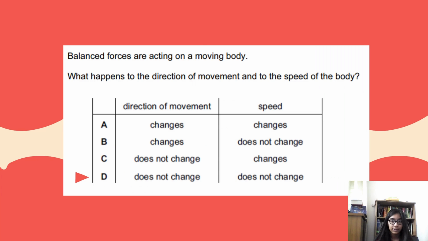Balanced forces are acting on a moving body. What happens to the direction of movement and to the speed of the body? When forces acting on a body are balanced, it means there is no resultant force. This causes a body to stay in the state of motion it was in and does not cause any change. So the answer is option D.